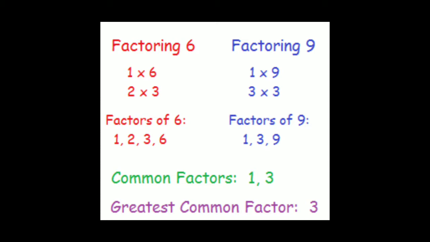So, what are the common factors? 1 and 3. From that, what is the highest common factor? No doubt, it is 3. Highest common factor or greatest common factor? Usually we write highest common factor only. HCF. I think that you can understand.